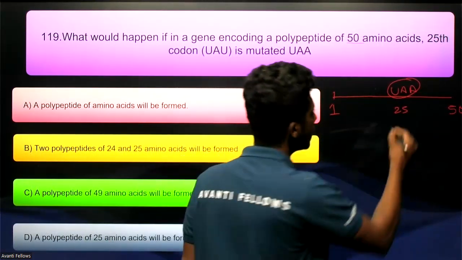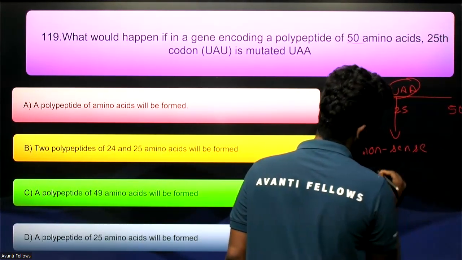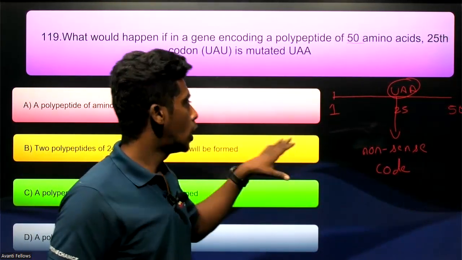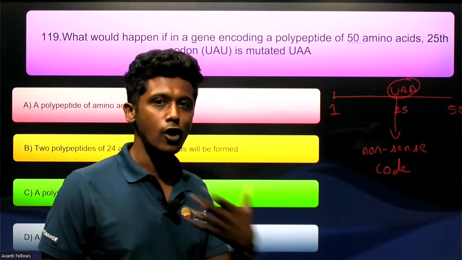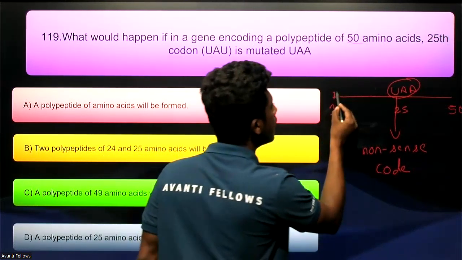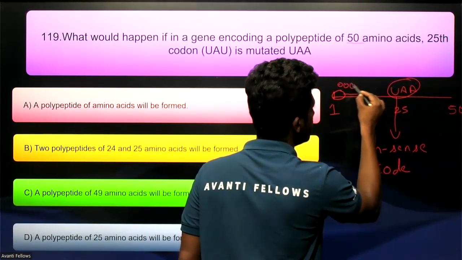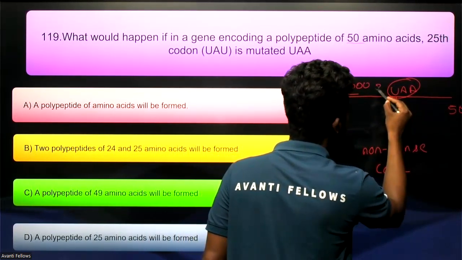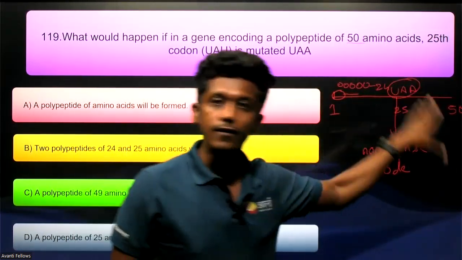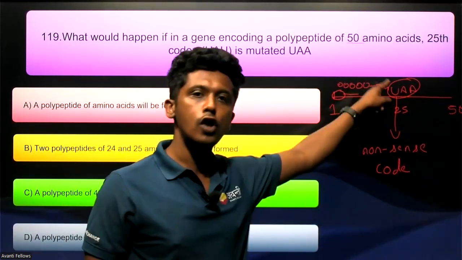What is UAA? UAA is a nonsense codon. So when we have a nonsense codon, what does it lead to? It will lead to the termination of our entire translation. Here we have the translation bubble. It keeps on synthesizing the polypeptide chain, 1, 2, 3, 4, 5, 6, all the way till the 24th amino acid. But when it comes to the 25th codon, it leads to termination because it encounters the stop codon, the nonsense codon.